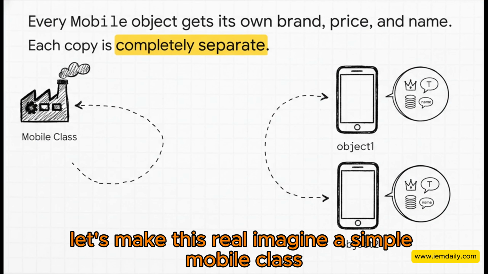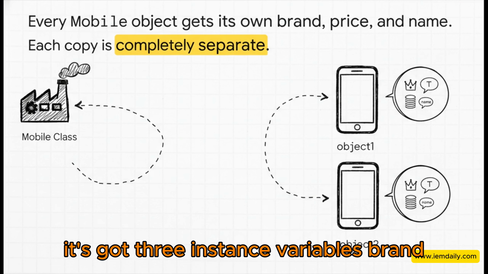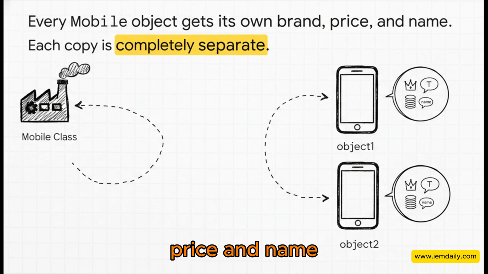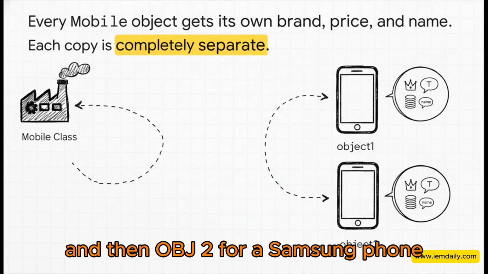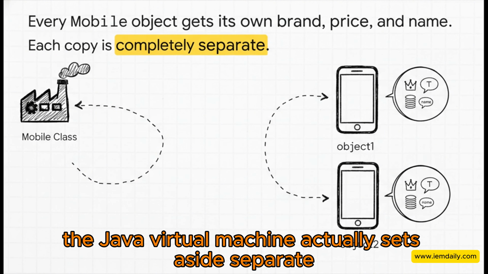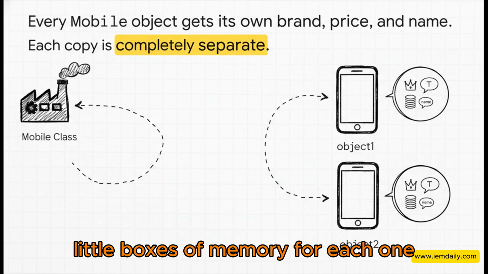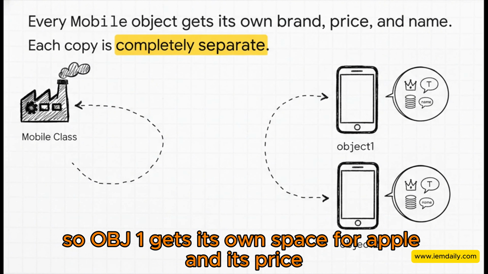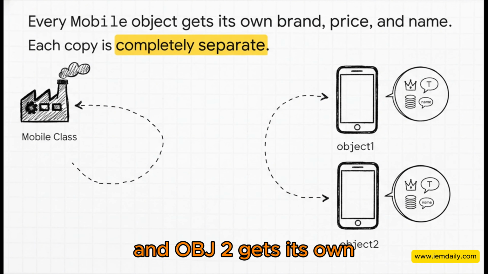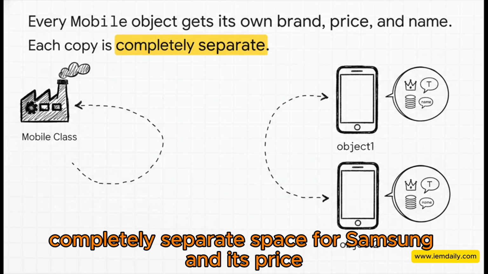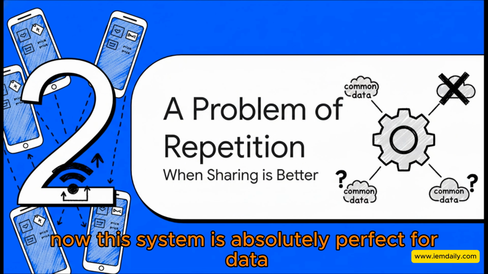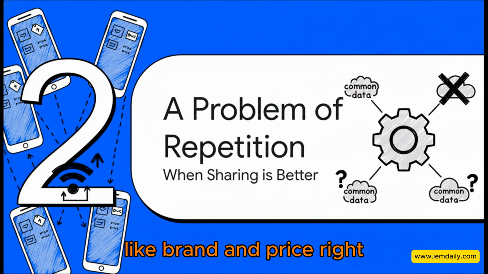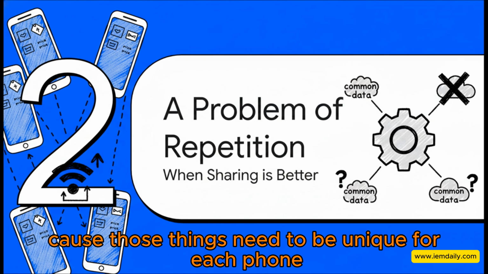Let's make this real. Imagine a simple mobile class. It's got 3 instance variables: brand, price, and name. Now, when you create Obj1 for an Apple phone and then Obj2 for a Samsung phone, the Java virtual machine actually sets aside separate little boxes of memory for each one. So Obj1 gets its own space for Apple and its price, and Obj2 gets its own completely separate space for Samsung and its price. They don't mess with each other at all. Now, this system is absolutely perfect for data like brand and price, right? Because those things need to be unique for each phone.